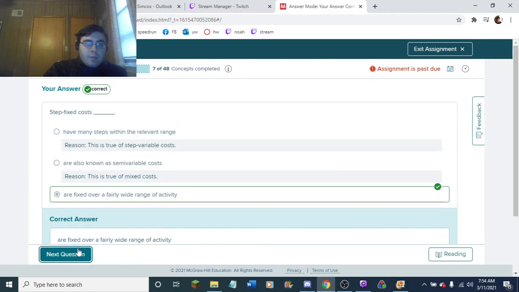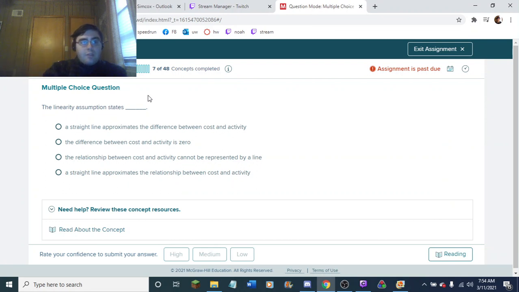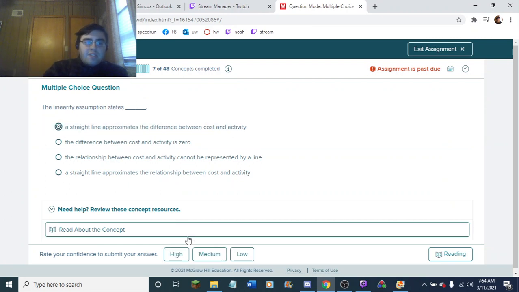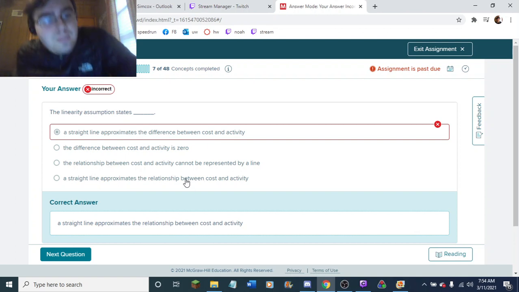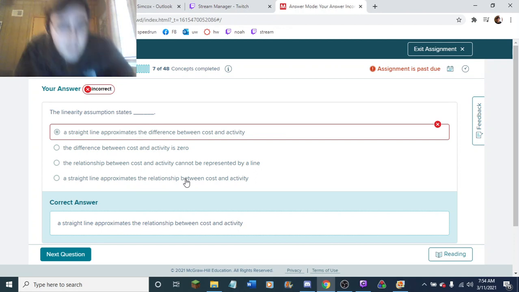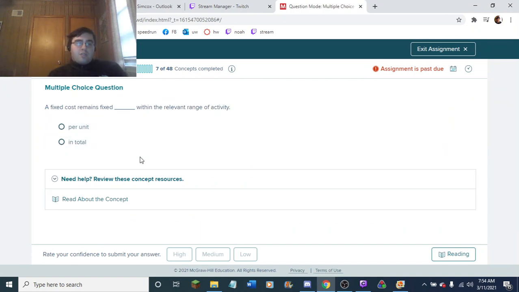I remember that one already. The linearity assumption states... I don't know what the linearity assumption is. So this is the right answer right here. The linearity assumption states that a straight line approximates the relationship between cost and activity. A fixed cost remains fixed in total.